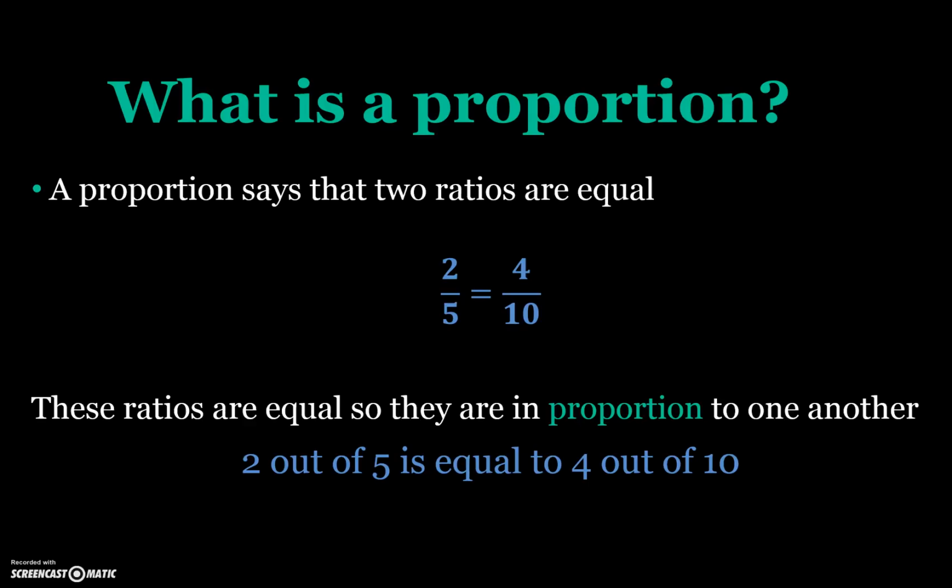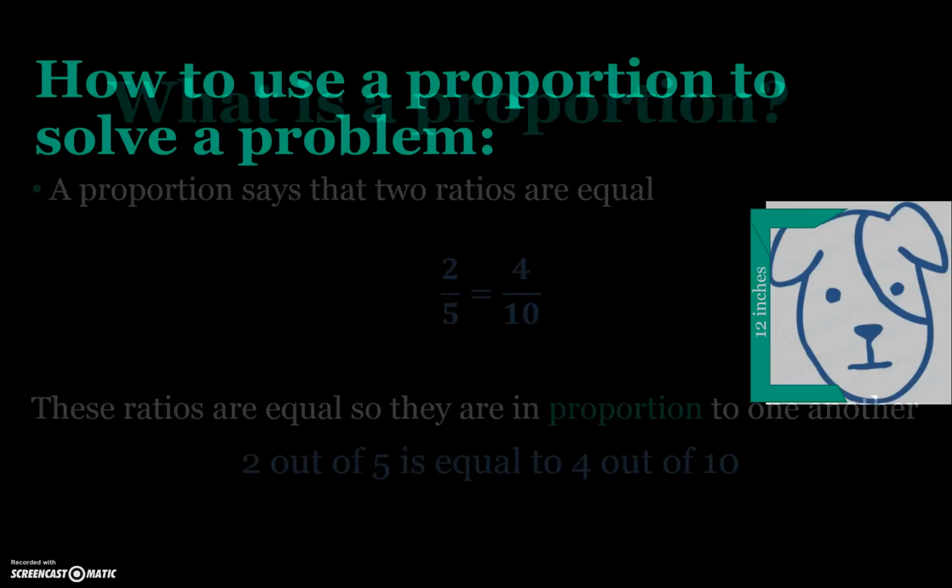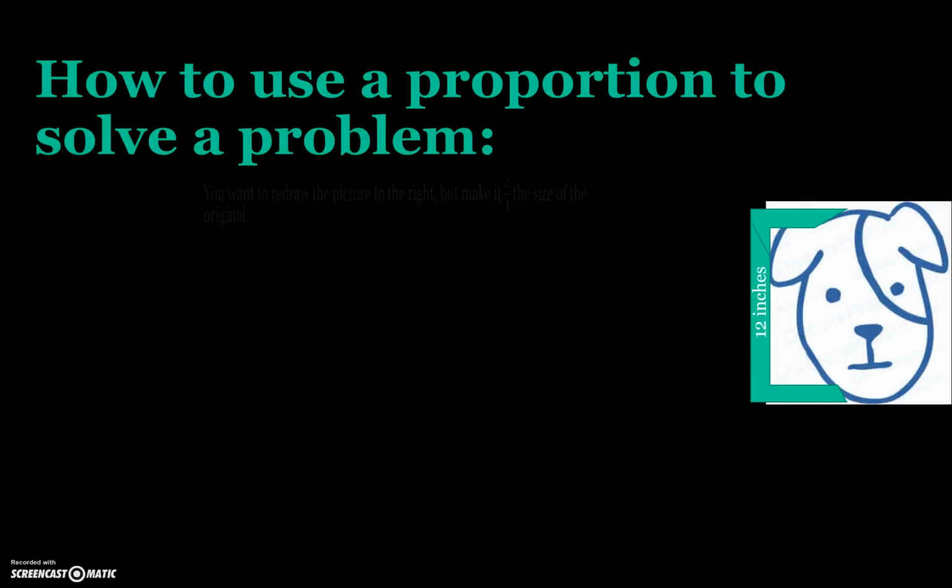So if you think about maybe baseball statistics, for every 5 balls that you are getting thrown at, 2 of them are going to be hit. And similarly, for every 10 balls that are going to be thrown at you, 4 of them are going to be hit. So do you see how it's going to be the exact same thing? It's still for every 2, 5. Okay? How do we use them to solve a problem?